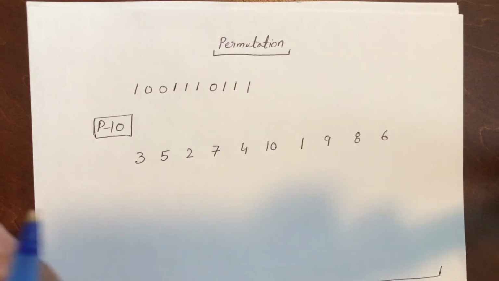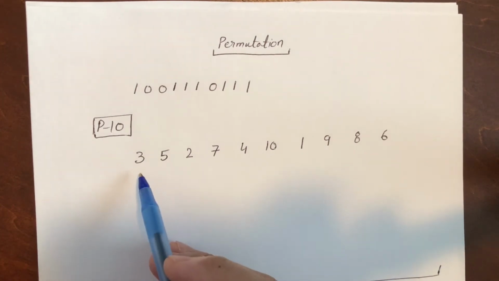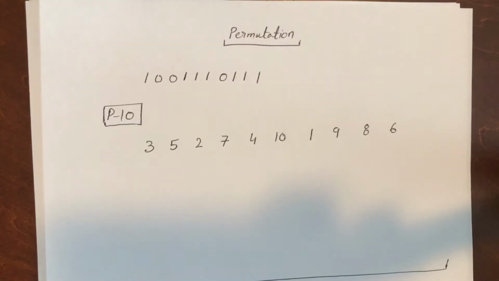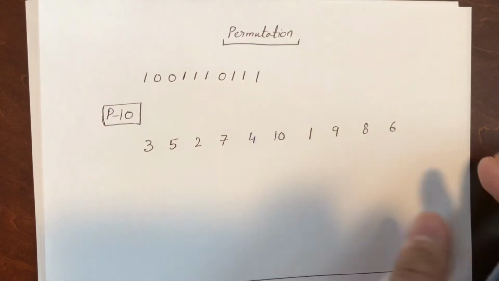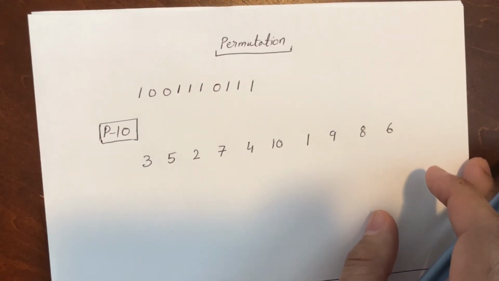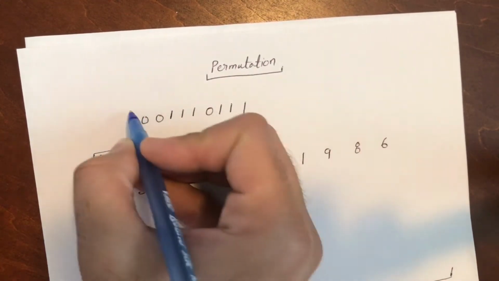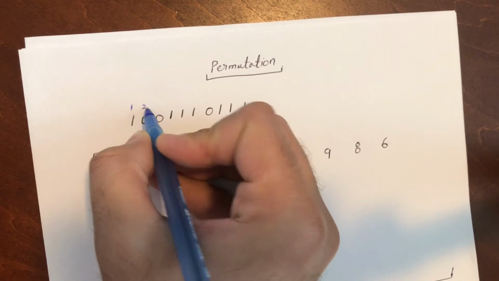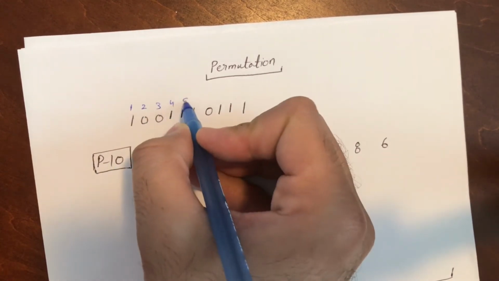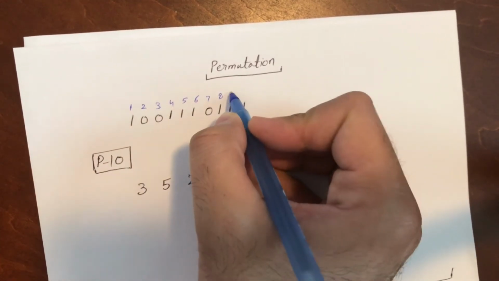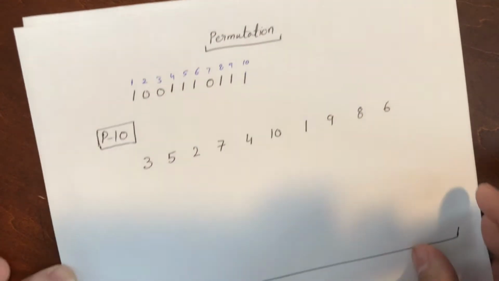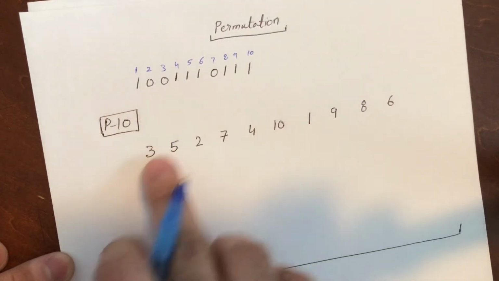Permutation is basically to permute, or you can say rearrange the bits according to this particular pattern. Now, in order to permute this particular input according to this pattern, it's very simple. What you have to do is just put the numbering on the top of this, let's say 1 2 3 4 5 6 7 8 9 and 10. So we have 10 bits, and we need to rearrange these 10 bits according to this pattern.